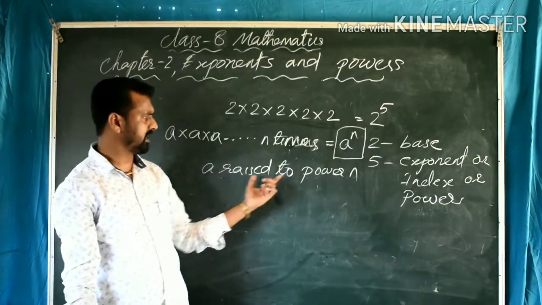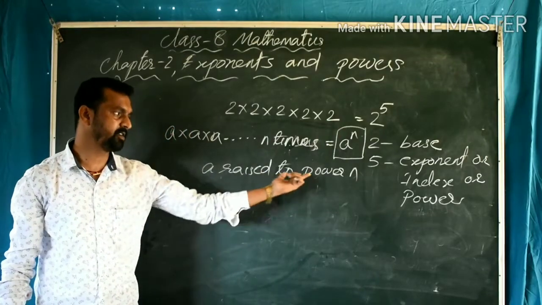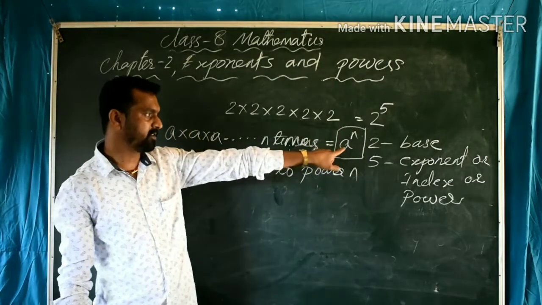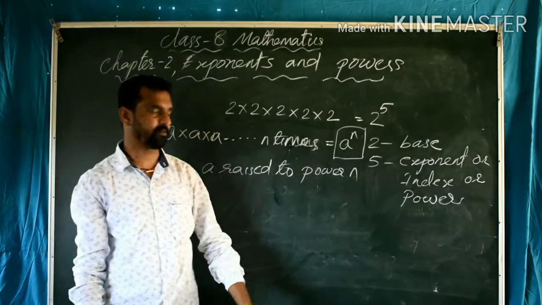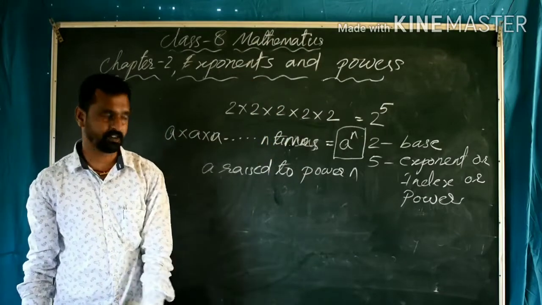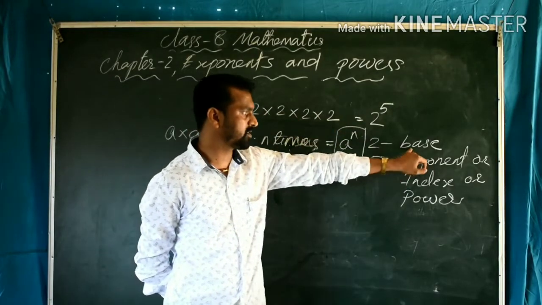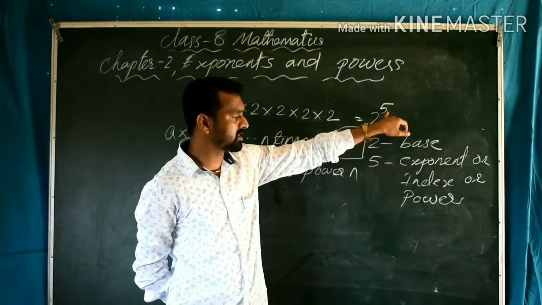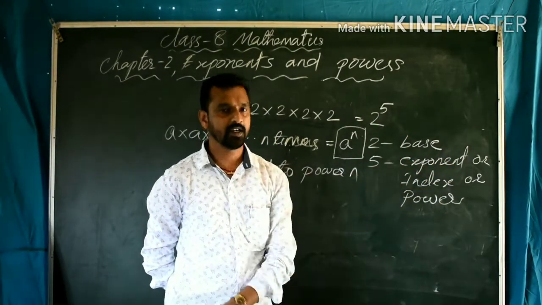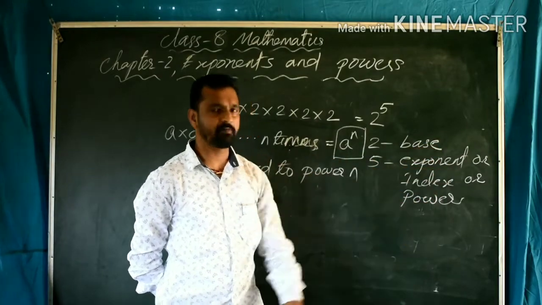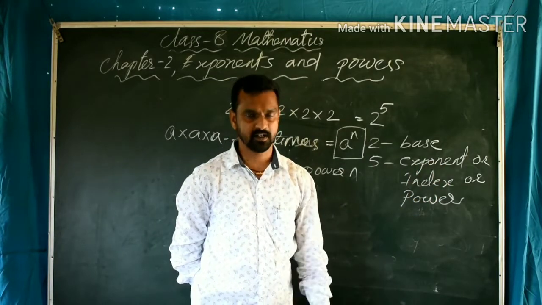In short form, we say a raised to n. Actually it is a raised to the power n, but in short form we say a raised to n. How many times a number is multiplied by itself is called the exponent or power. The number we are multiplying by itself is called the base. Most of the time we say exponent or power; index we will not use that much.